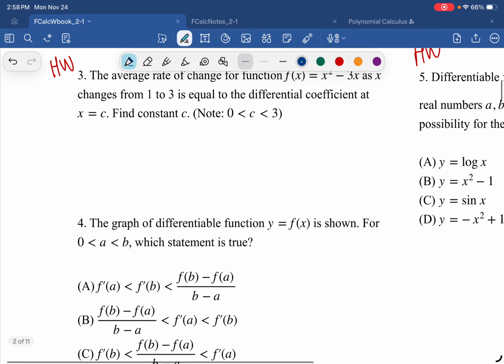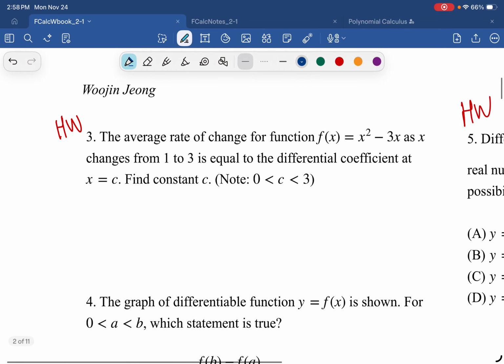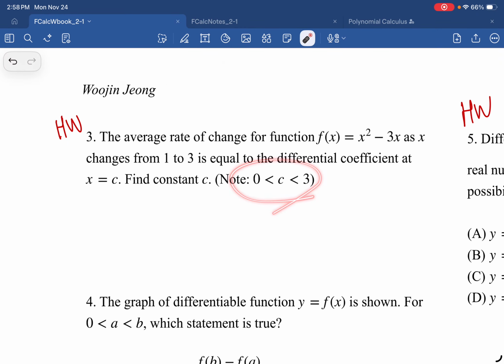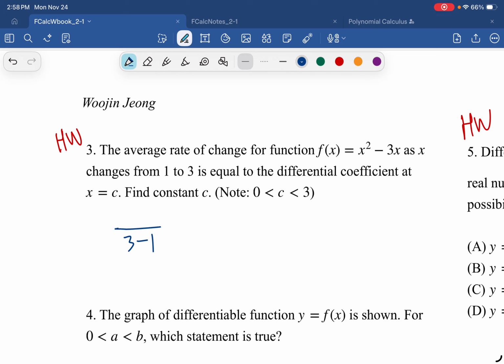Okay, so number 3, the average rate of change for the function as x changes from 1 to 3 is equal to the differential coefficient at x equals c, where c is between 0 and 3, right? We always have to pick up on these subtle restrictions here. So what we're going to do is pretty simple: find the average rate of change. So that's over 3 minus 1. f of 3 is 9 minus 9 equals 0, and f of 1 is negative 2. So 0 minus negative 2 is 2, over 2, and that has to equal f prime of c, right?